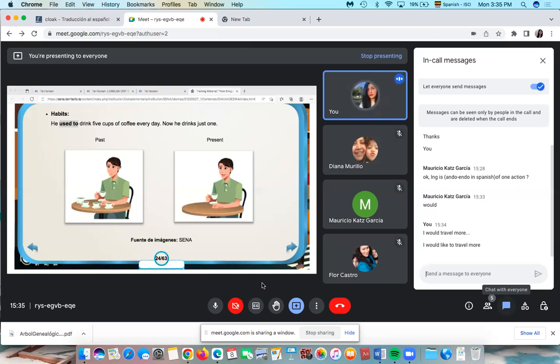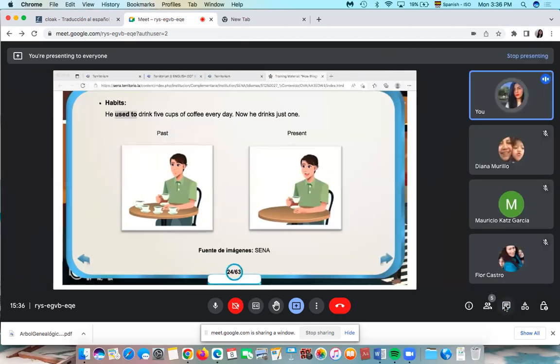Yes. So I am going to ask you, Diana, Elkin, and Flor, to give me an example of a habit that you practice right now that was different in the past using this structure. You can text it if you cannot speak, because I know that some of you are at work, like Flor, for example, but you can text it. Text me your example. Give me an example of a habit that has changed in your life.